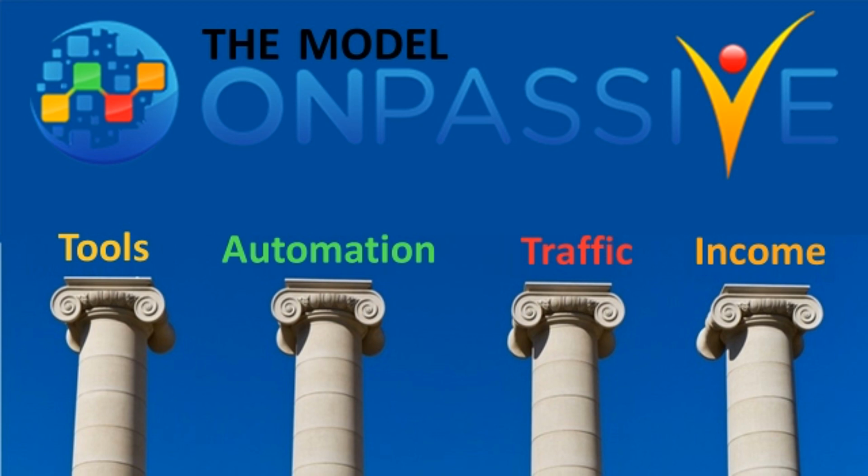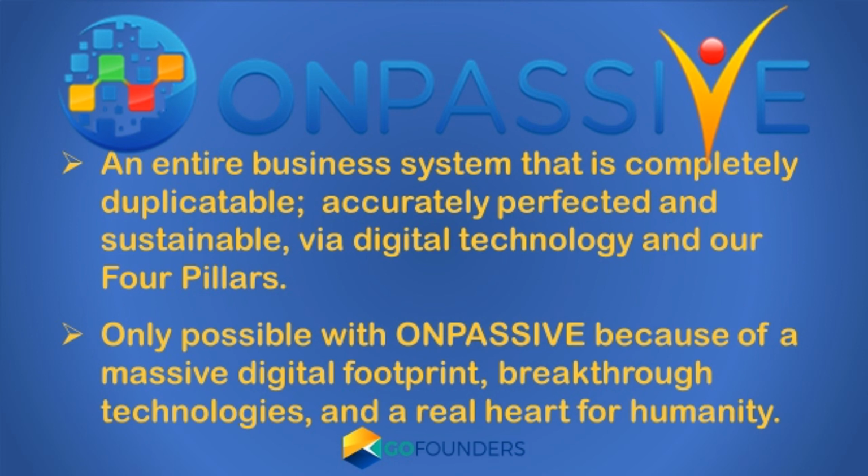I did a little poll yesterday in the community at GoFonders, and this video, which is a short version of the 4 pillars topic, is the result of that. In this, we're going to outline how we can make an entire business system that's completely duplicatable, accurately perfected and sustainable through using digital technology and our 4 pillars. This is only possible with Onpassive because of the massive digital footprint, the breakthrough technologies, and of course the heart for humanity that we have.